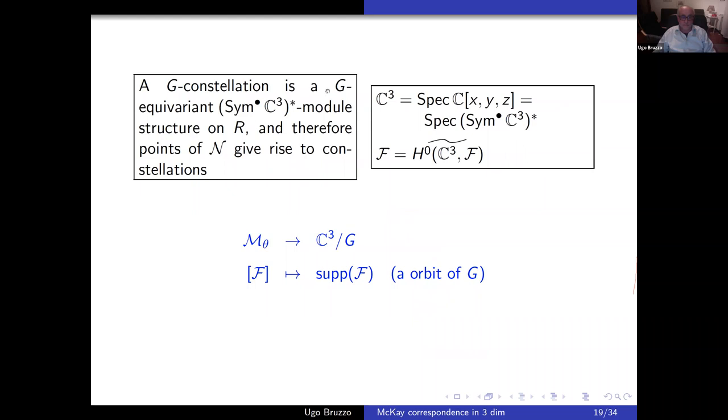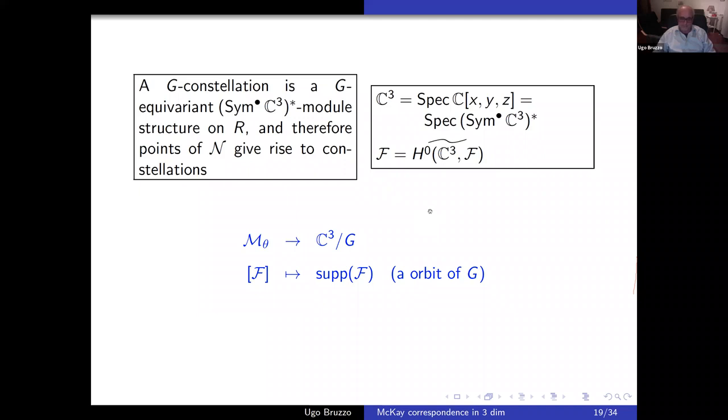Because for a G-constellation, we can identify C^3 with the spectrum, of course, of the dual of the symmetric algebra of C^3, which is just a space of polynomials in three variables, right? So for this reason, the G-constellation is a G-equivariant module structure on R. And therefore, for this reason, just by taking, this is wrong. I should have written something different here. This is tautological. So F is the localization of R, of the module R, okay, with this representation that you get from this module structure on R. So this is stupid. Of course, this is true on an affine scheme. Here, H^0(C^3, F) is R, okay, with this structure.